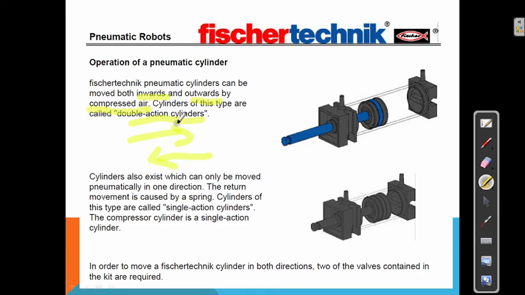Why is it working with compressed air here? Because it is pneumatic. As I said before, if it is pneumatic, the main work takes place with air, whereas in hydraulic, the main work takes place with oil. So here the compressed air works according to the application, whether we want to go inward or outward. Here in single action there is only one movement, that is called the single action cylinder.